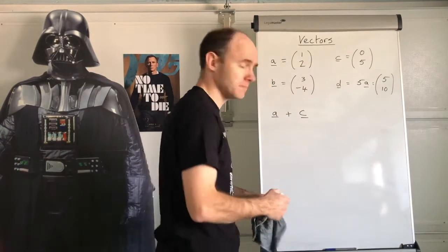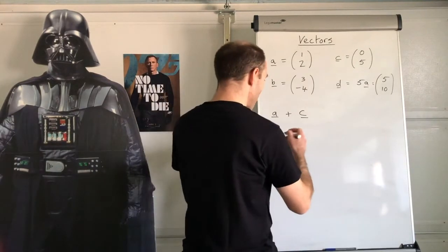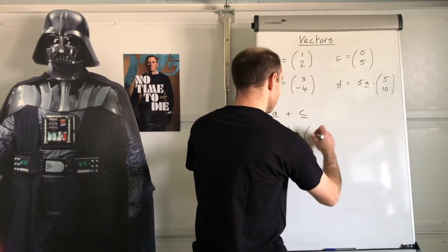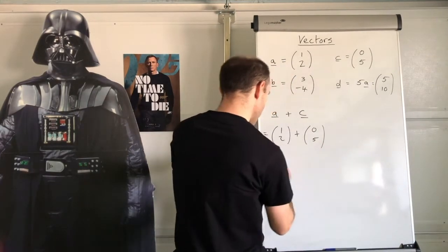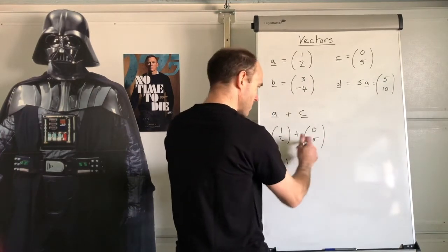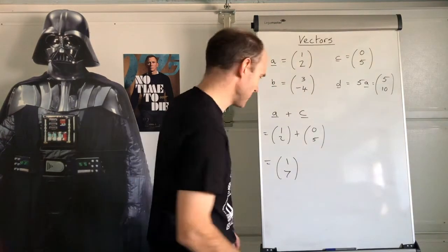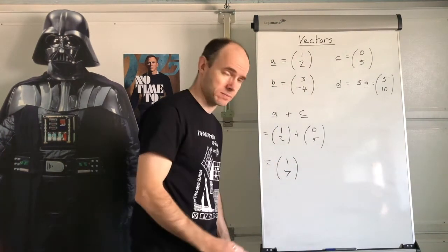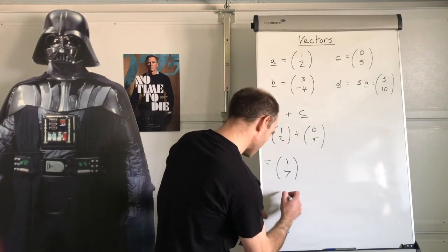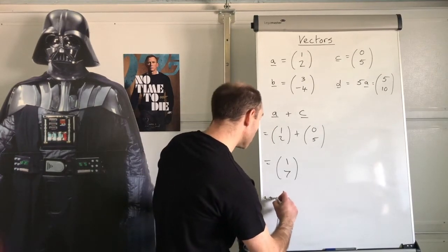A plus C. Well, you can do it one of two ways. One way of doing it is to write it like this. A is 1, 2, and C is 0, 5. Add those together. You add the horizontal components together, 1 plus 0, and the vertical components together, 2 plus 5, 7. It's a bit like adding x and y coordinates together, really. You get 1, 7. And then you can draw that out. 1, 7 looks like this, doesn't it? 1, and then 7, something. So it looks something like that, and I'd label that as vector A plus C.